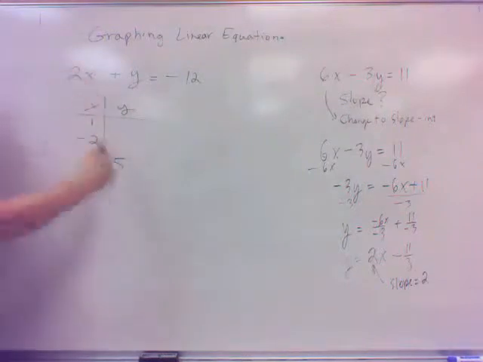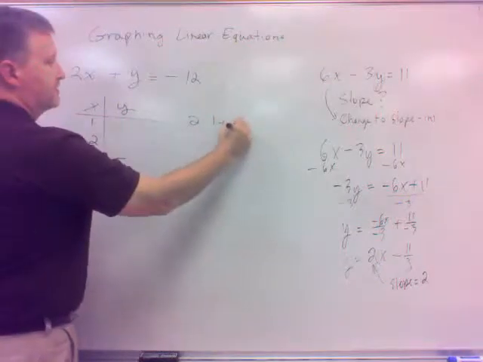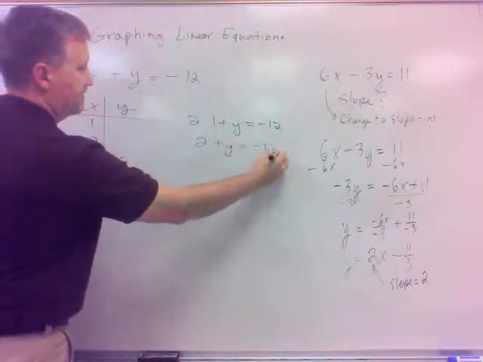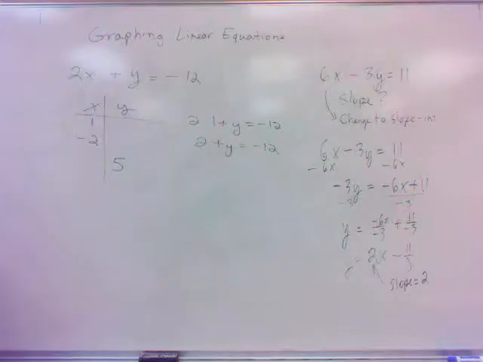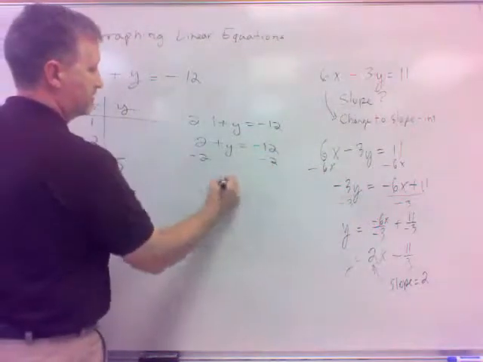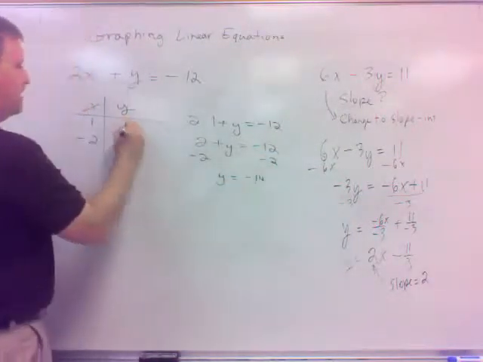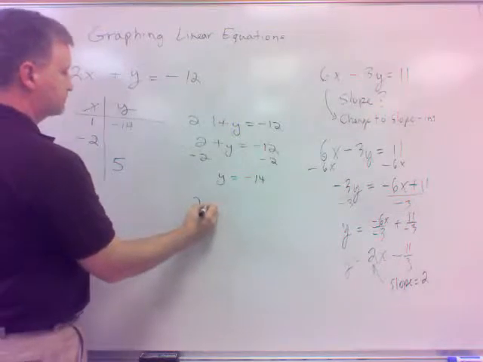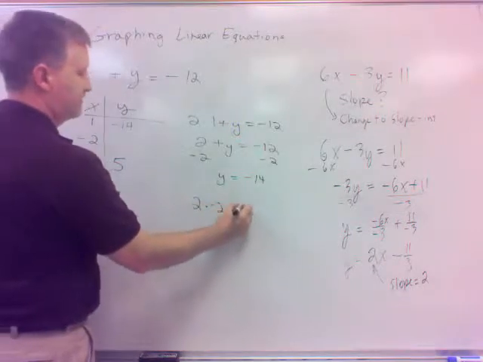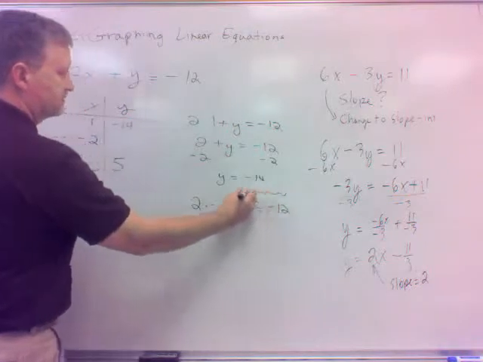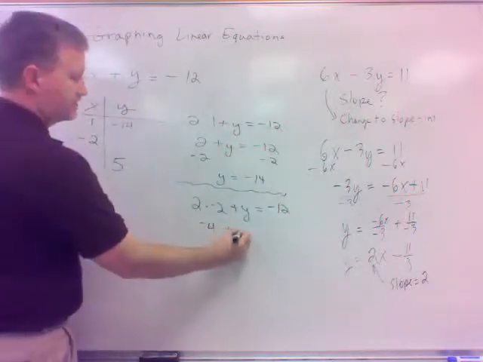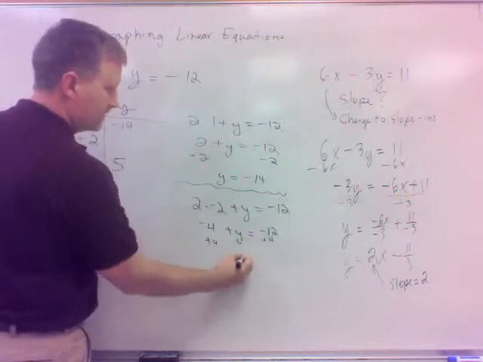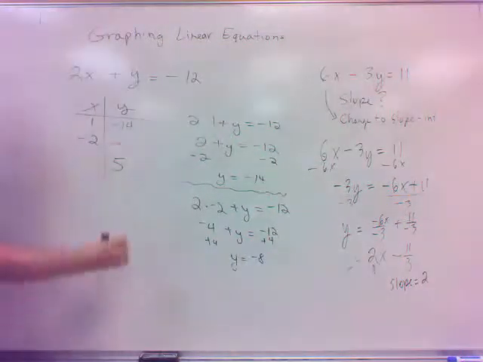So what does this mean? Well, this means I want x to be 1. That sets up a fairly nice little equation: 2 plus y equals -12. Subtract the 2, and that gives me -14 for the y. Now x is -2. Plug in x to be -2, so -4 plus y equals -12. Add the 4, and that gets me y equals -8. Does that sound okay?